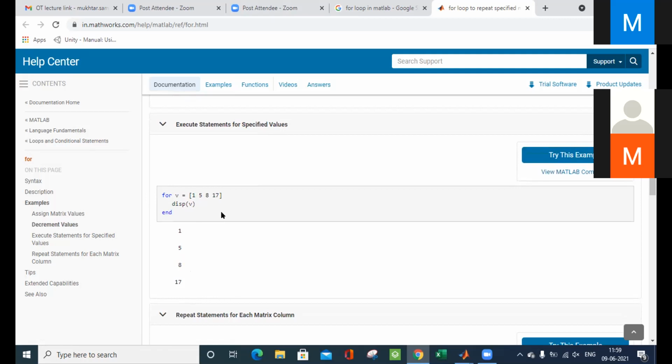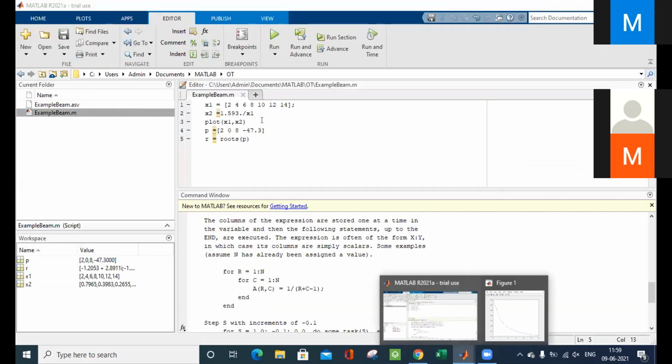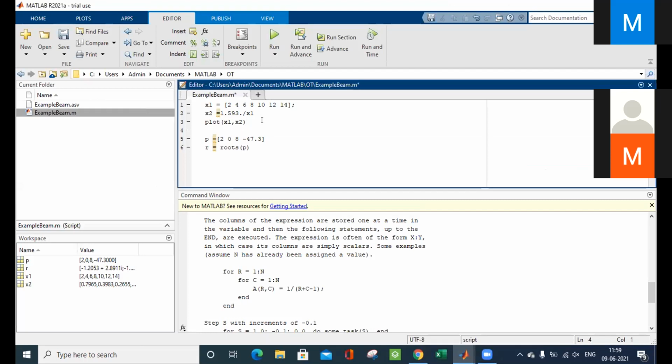Okay. So instead of doing these manual calculations, here we are going to use for x is equal to, we are going to take, or we can say x1 is equal to 2, 4, 6, 8, 10, 12, and 14. And what was our equation?